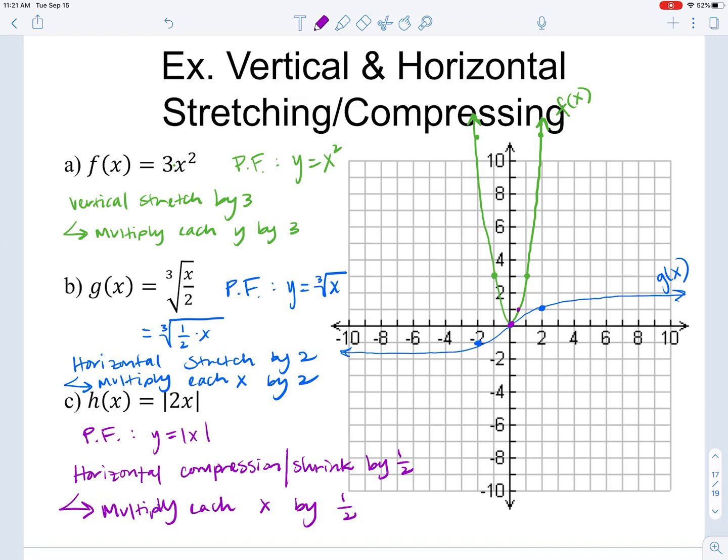So 0, 0 stays where it is, but 1, 1 would end up at 1/2, 1. Negative 1, 1 would end up at negative 1/2, 1. 2, 2 would end up at 1, 2. Negative 2, 2 would end up at negative 1, 2. 3, 3 would end up at 3/2, 3. And negative 3, 3 would end up at negative 3/2, 3. 4, 4 would end up at 2, 4. Negative 4, 4 would end up at negative 2, 4, and so on.